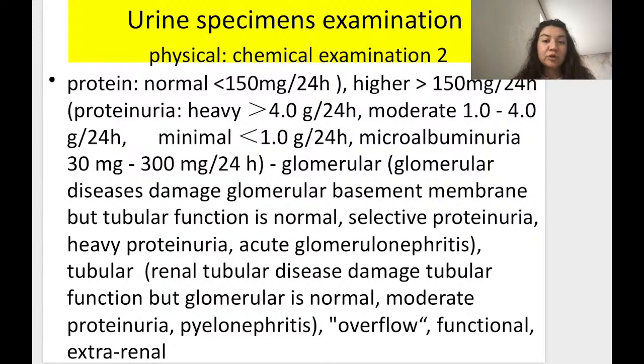It can be glomerular, due to glomerular disease damaging the glomerular basement membrane, but tubular function is normal. Most often it is selective proteinuria with heavy proteinuria, like in acute glomerulonephritis. And it can be not glomerular but tubular. Tubular proteinuria is in renal tubular disease, with damaged tubular function, but glomerular function is normal. It is moderate proteinuria, like in pyelonephritis, overflow, functional, extrarenal.